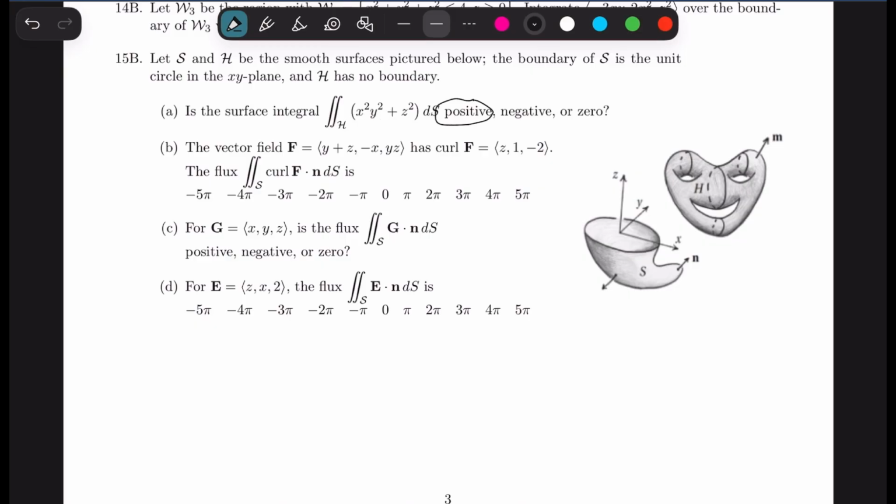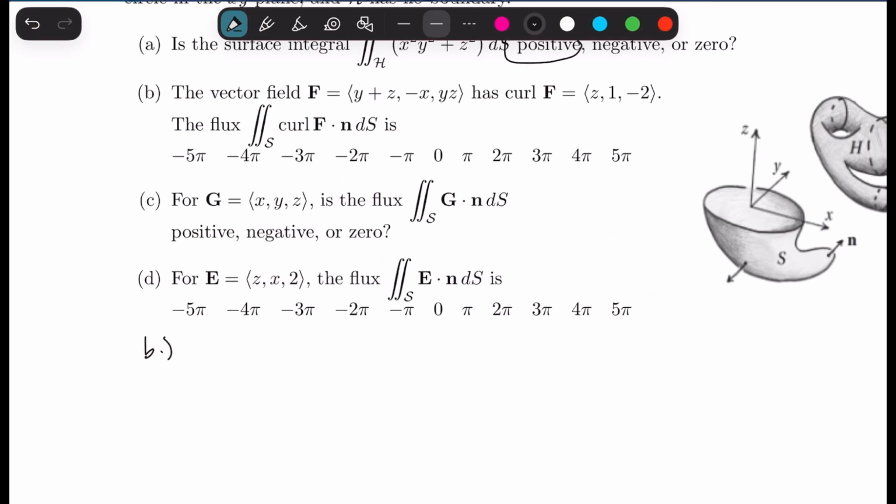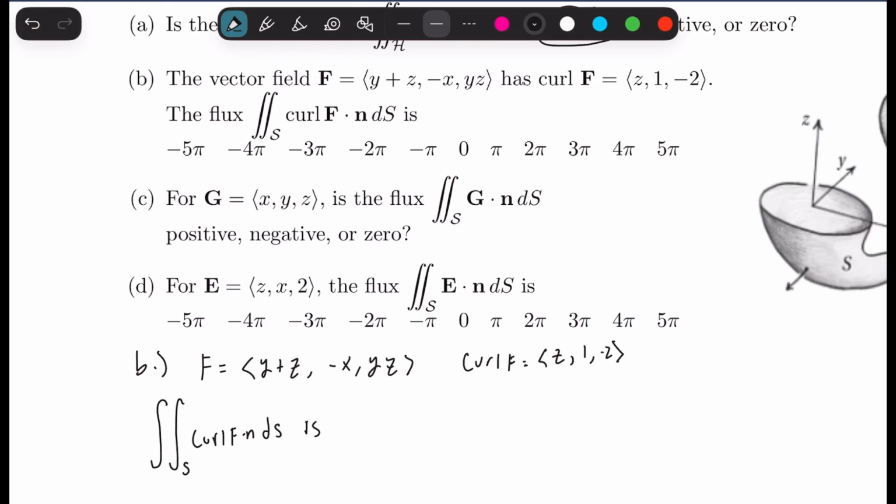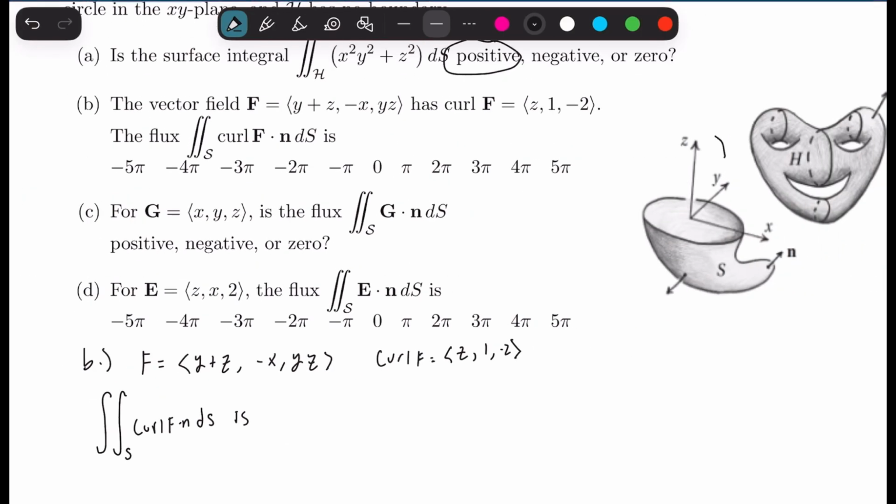Okay, now B. The vector field F, which is equal to y plus z, comma, negative x, comma, yz, has the curl F equal to z, 1, 2, negative 2. There you go. The flux, so we have the flux, the double integral over S of the curl F dot n dS is, and now we're using the surface S, this surface here.